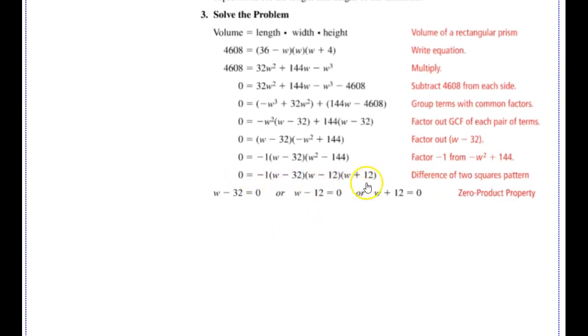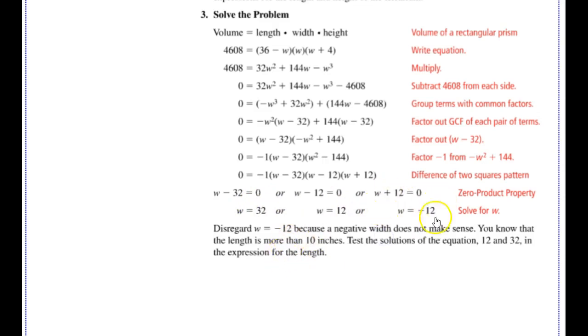Now that I'm totally factored, I set everything equal to 0. So W minus 32 equals 0, W minus 12 equals 0, and W plus 12 equals 0. Then I use my zero product property and solve for my W. So W is 32 or 12 or negative 12. I know that it's not going to be this negative 12, because I'm talking about lengths of sides, and I cannot have a negative length. So I can go ahead and get rid of this automatically.